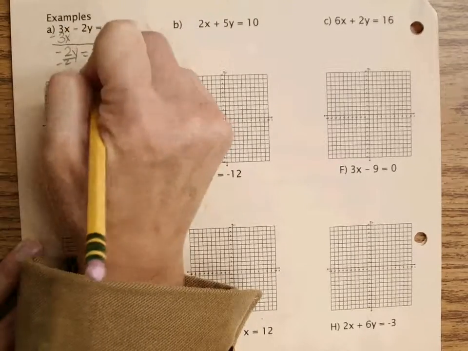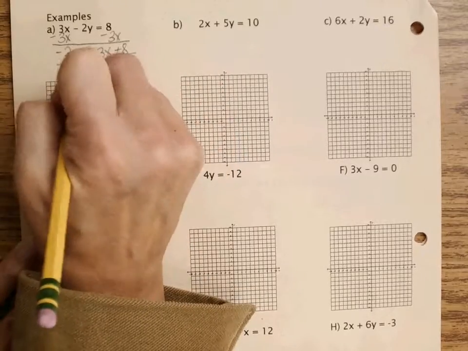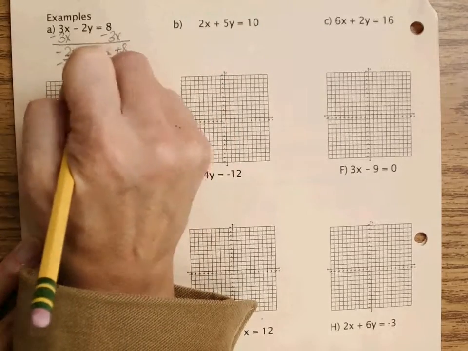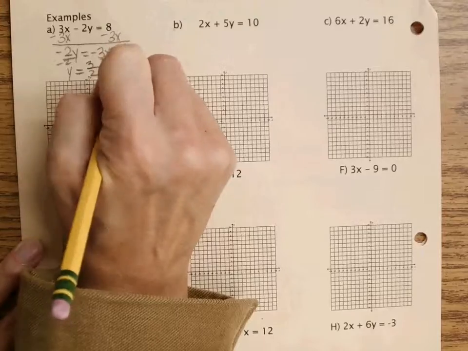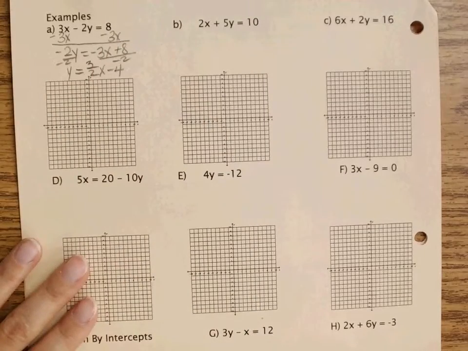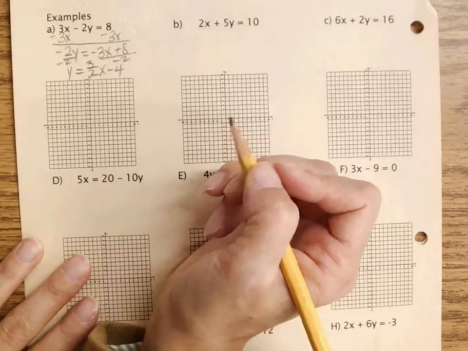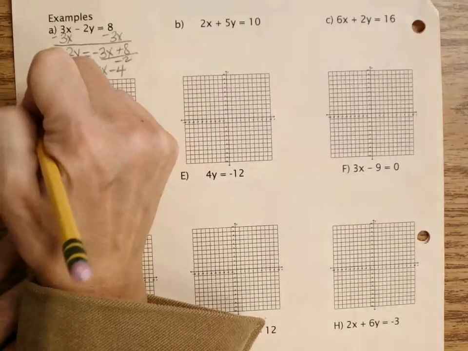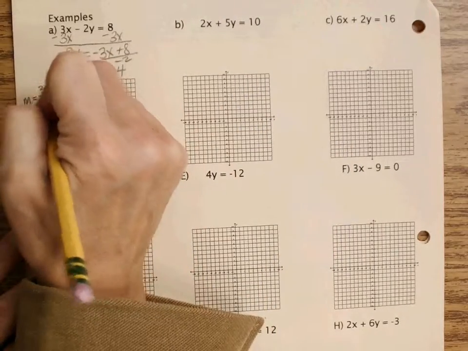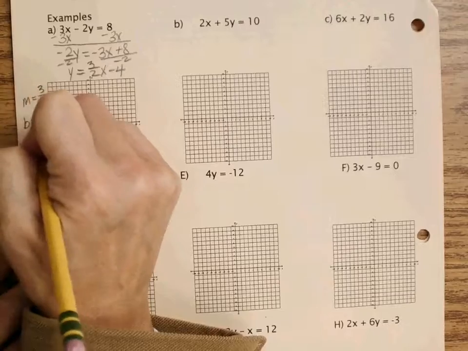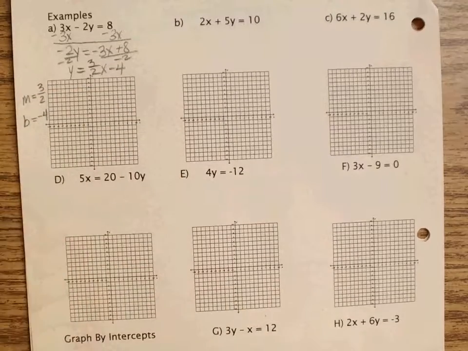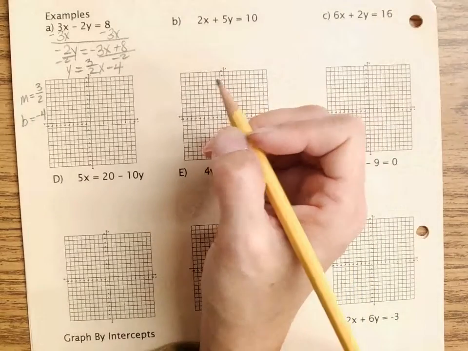We're going to divide by negative 2. We have y is equal to positive 3/2 x minus 4. Okay, and then somewhere next to it, we're going to list our slope. m is 3/2 and b is negative 4. Okay, I will take it either way, written like this or as an ordered pair. Next, we're going to plot our points.